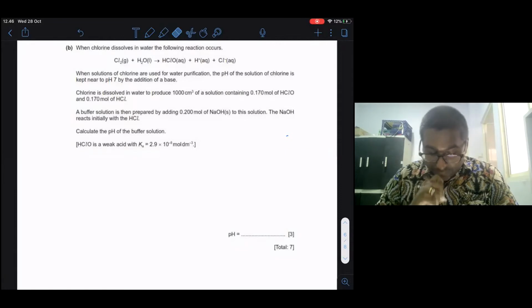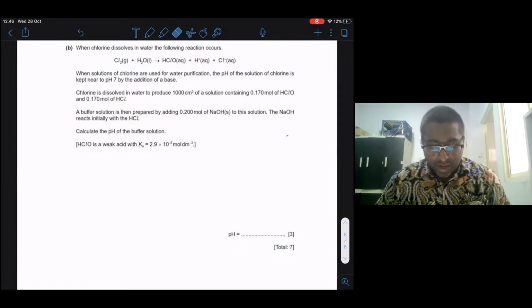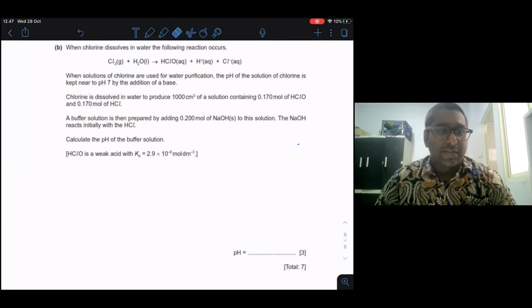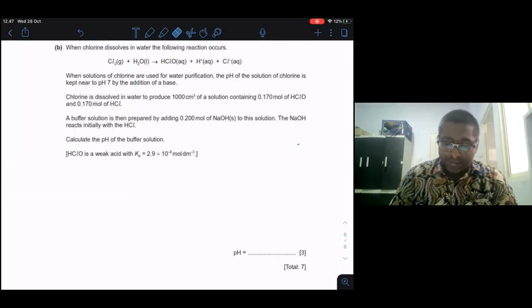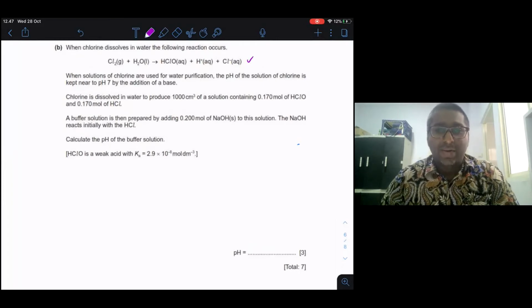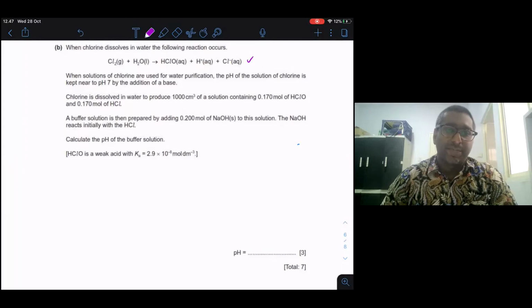Do remember, you need to have some knowledge about how to use the formulas for buffer solution and so on. Okay, so we will actually start now. You can see here, when chlorine dissolves in water, the following reaction occurs. So they have written it in this way. And when the solutions of chlorine are used for water purification, the pH of the chlorine is kept near to pH 7 by the addition of a base.